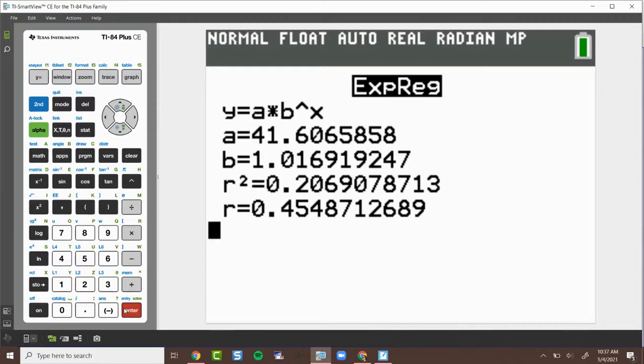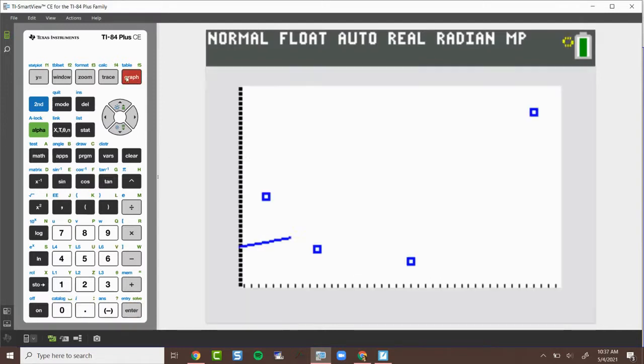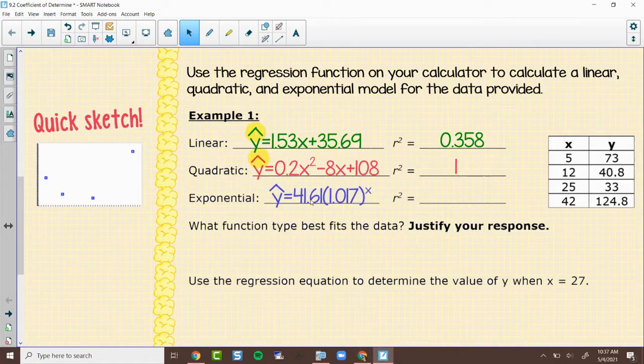Ooh, okay, R squared is 0.2069. What does this even look like? Well, that's just terrible. Look how far away all those points are. So again, there's my hat, and you can see I wrote it as an exponential, and yeah, 0.207. So I think you can see which one is the worst and which one is the best.